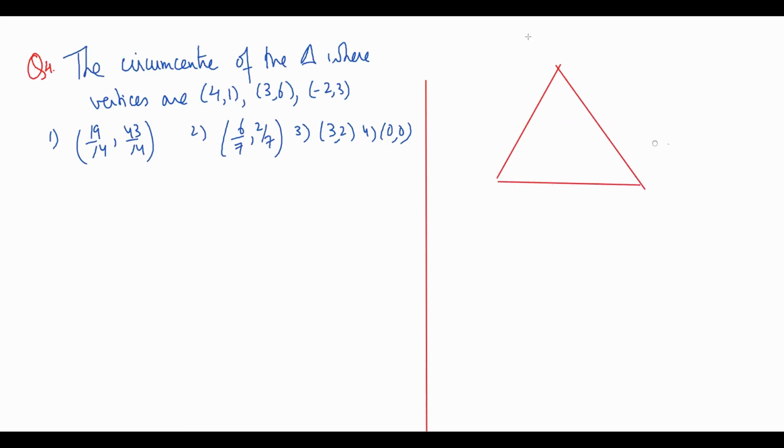Now, these are your vertices: A (4, 1), B (3, 6), and C (-2, 3). According to the definition, the circumcenter is the point of intersection of the perpendicular bisectors. So what do we do here? We are using the definition. This point G is the circumcenter, and one of the options is G here.